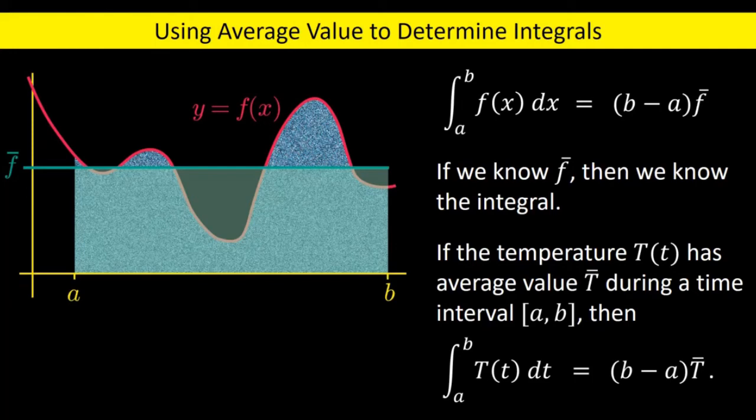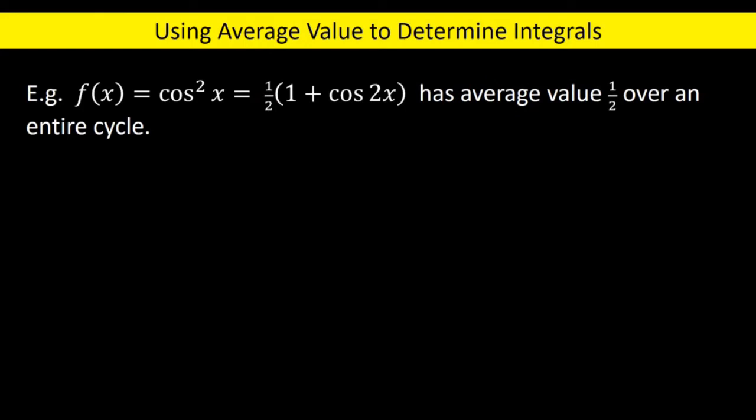In any case, to understand what we're saying here is to illustrate that knowing the integral is equivalent to knowing the average value. Either piece of information will tell you the other. Here's an example where you can use this idea. Now I'm considering the function f of x equals cos squared of x. And by one of the basic trig identities, this equals half times 1 plus cos 2x.